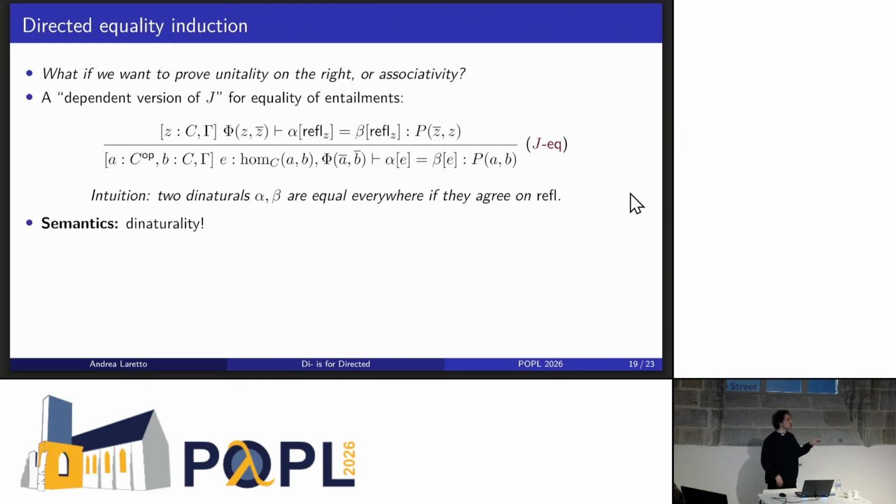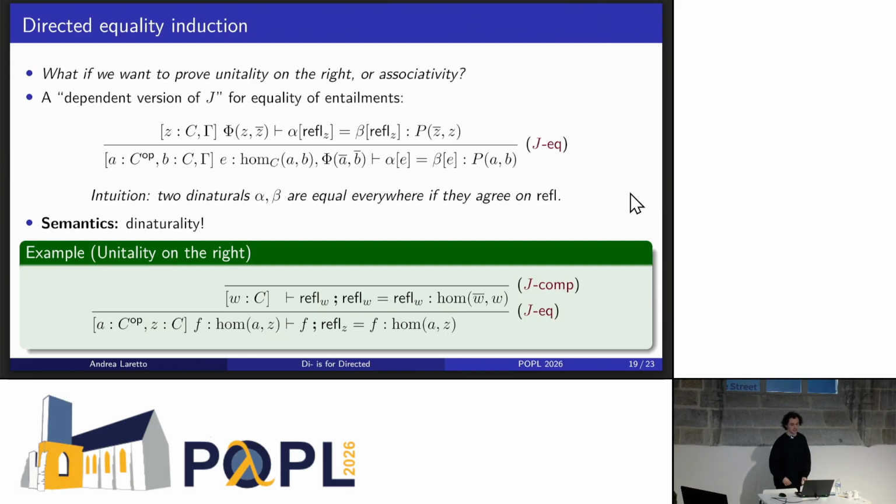And in the semantics, this is precisely dinaturality. You need dinaturality in this point. And actually, it's an if and only if. So this condition characterizes dinaturality precisely. And so from this, you can just prove unitality on the right. You have Reffel here. And then you have some f here. And you want to say that this computes down to the same f. Well, then it's enough to consider the case where f is Reffel. And you take this a and z, and they become the same w.